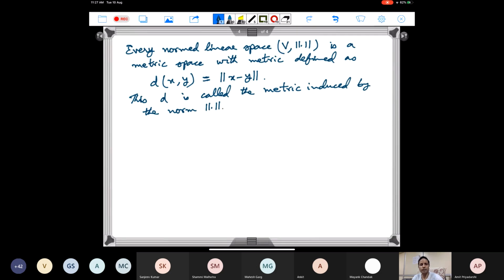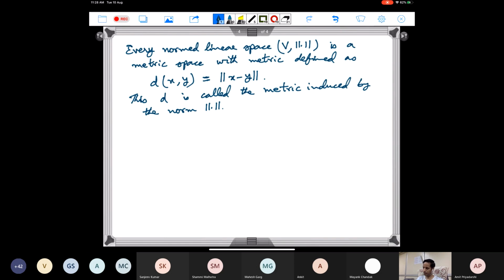Once we have any normed linear space, it is also a metric space. Therefore, we can talk about whatever you know for metric spaces. If I have any sequence here, you can talk about convergence of a sequence. You can talk about the continuity of a function between any two normed linear spaces. Since it's a metric space, it is also a topological space, so we can talk about all those concepts that you have learned for metric spaces or topological spaces.